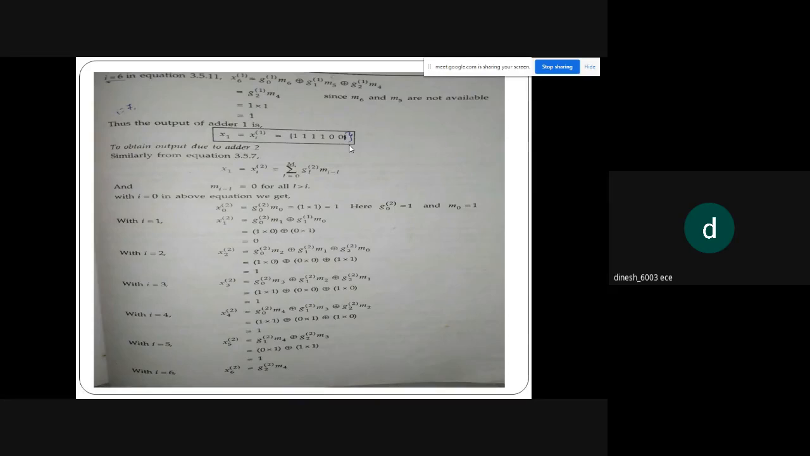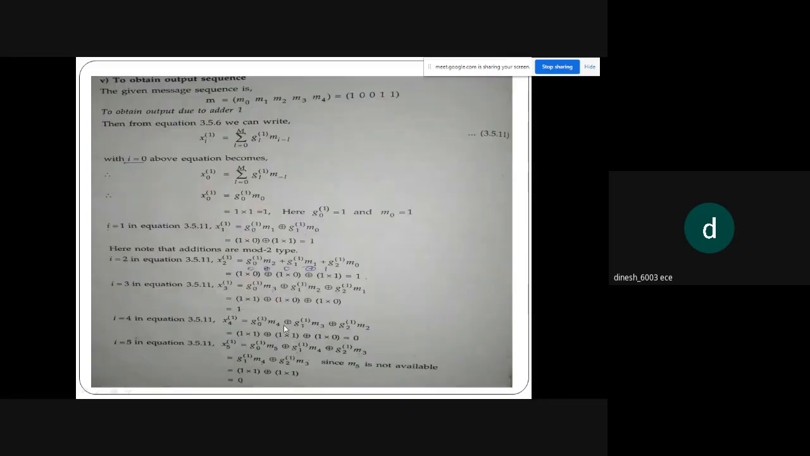Okay, so this would be the output of your x1. Similarly, we need to do it for x2. Substitute the i values in this formula. We get everything in terms of 2. You can see that in the power it is in bracket of 2. In here, everything is in bracket of 1.